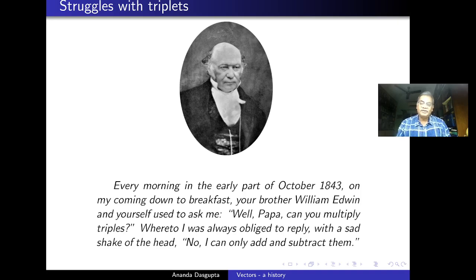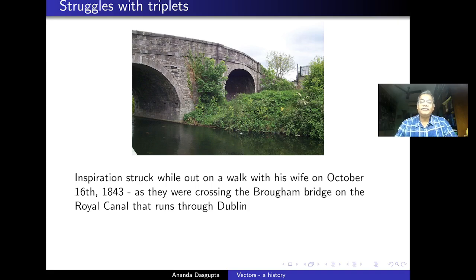In fact, this is something which Hamilton wrote in a letter to one of his sons. "Every morning in early part of October 1843, on my coming down to breakfast, your brother William Edwin and yourself used to ask me, 'Well, Papa, can you multiply triples?' Whereto I was always obliged to reply with a sad shake of the head, 'No, I can only add and subtract them.'" And this continued for quite some time. Hamilton could not find a satisfactory way of multiplying triplets. Indeed, we know today that this simply cannot be done properly.